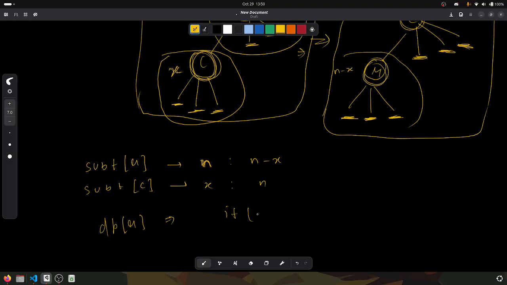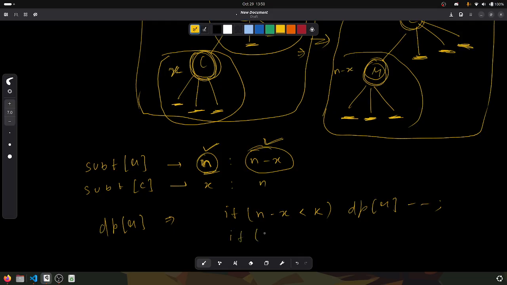if n minus x is less than k, what happens when n minus x is less than k? So basically, initially n was greater than k, but after we changed the root, n minus x became less than k. So this node was a good node initially, but after we changed the root, it became a bad node. So in this case, we will have to subtract by 1.